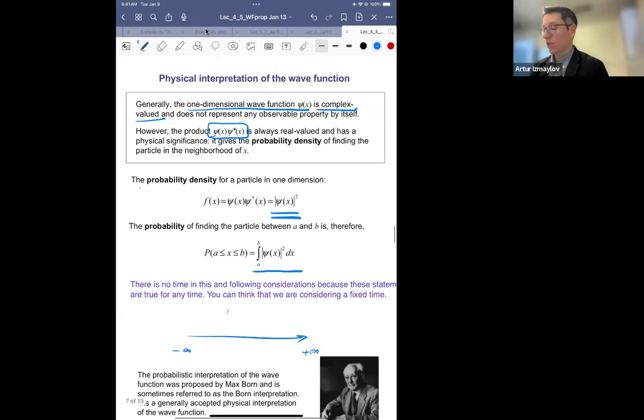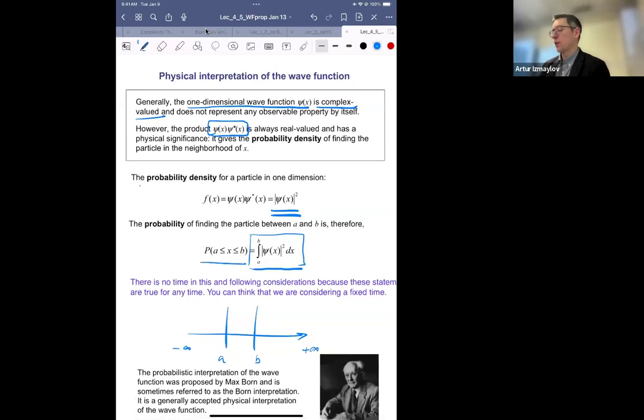You could ask questions like, if it's from A to B, what's the probability of finding my particle from A to B? And it's given by this integral, because simply the probability of finding the particle between minus infinity and plus infinity will be 1. So the particle exists somewhere, right? If you integrate over the full space, the probability is 1.